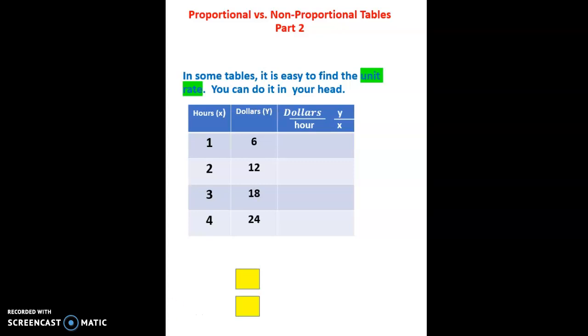In some tables, it's easy to find the unit rate. You can just do it in your head. So when you look at columns X and Y, you say, well, how do I get from 1 to 6? How do we get from 2 to 12, etc.? And you can see that you just multiply by 6 each time. All right, so you asked yourself, 1 times what is 6? 2 times what is 12?